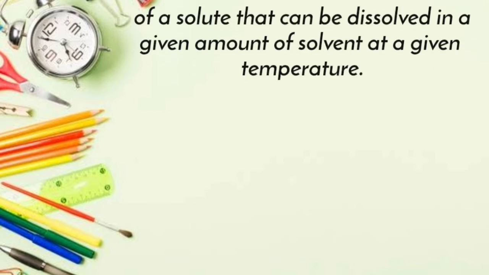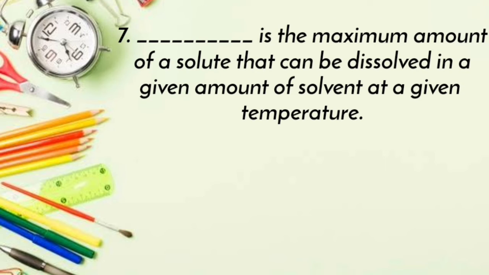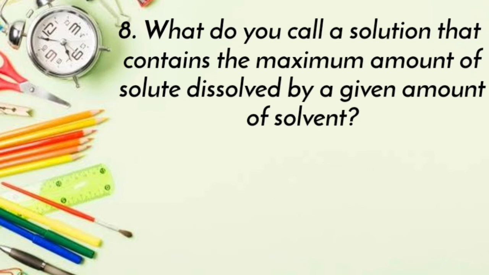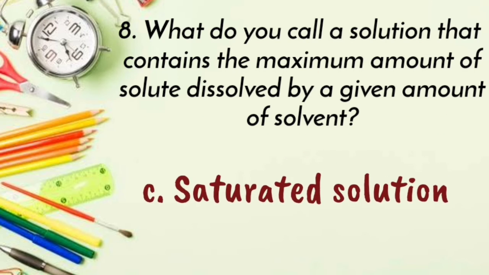7th question. Blank is the maximum amount of a solute that can be dissolved in a given amount of solvent at a given temperature. And that is letter C, solubility. Number 8. What do you call a solution that contains the maximum amount of solute dissolved by a given amount of solvent? And the answer is letter C, saturated solution.